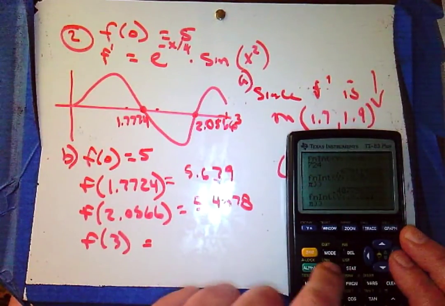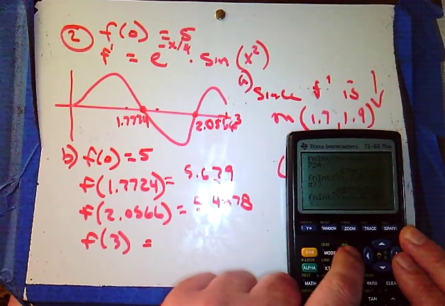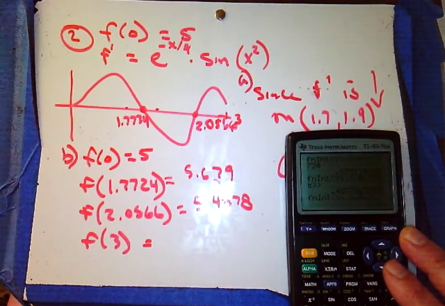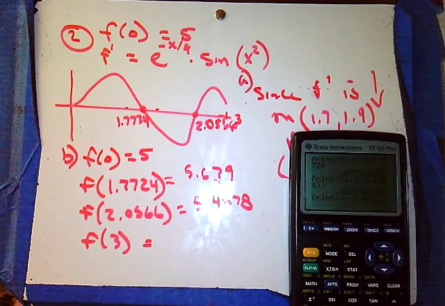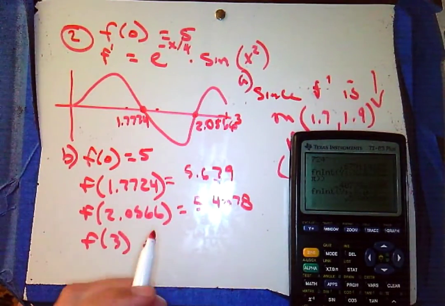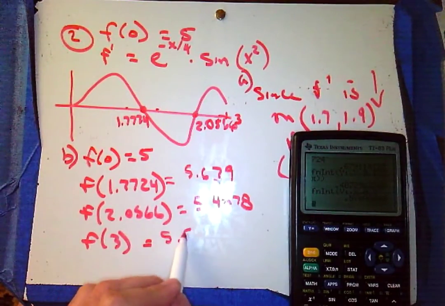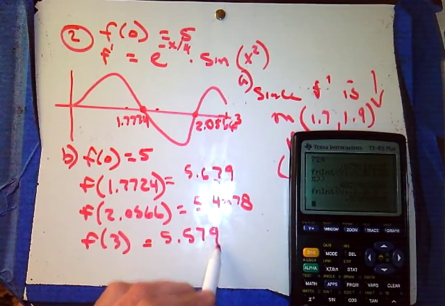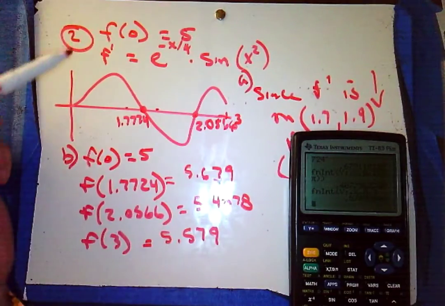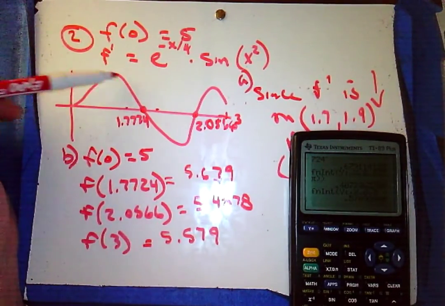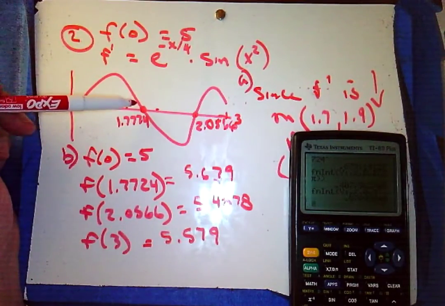And then finally f of 3, second entry. Now we're going out to 3. We want to include that endpoint. It's not square root of 3 pi, it's just 3. Don't forget we want to add 5 to this value. And I get 5.579.